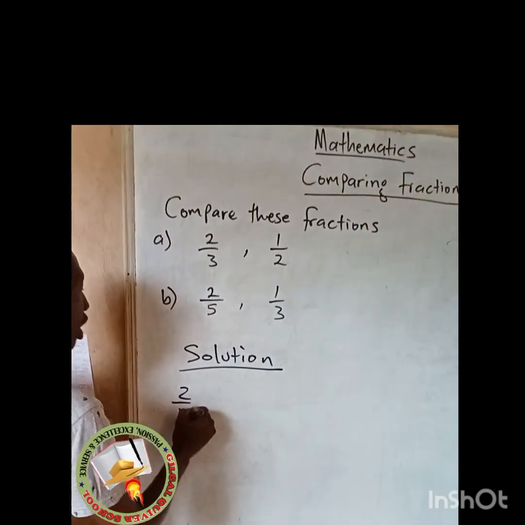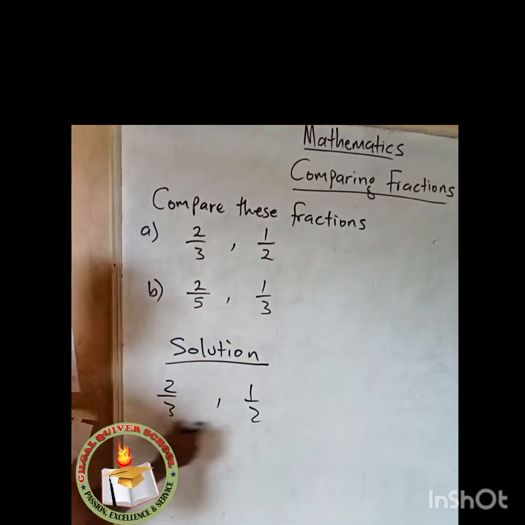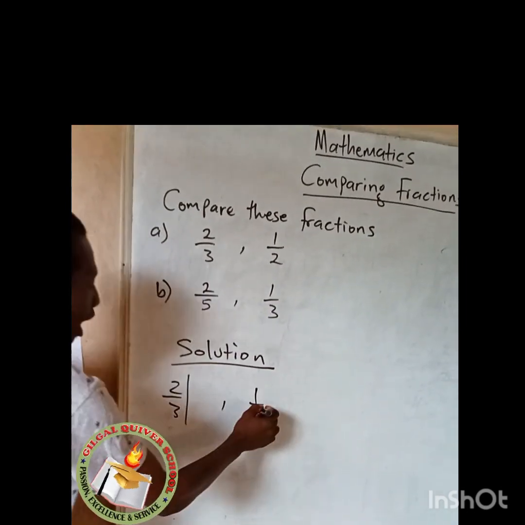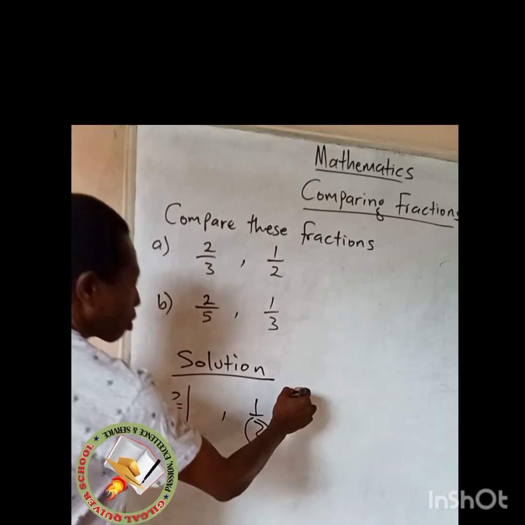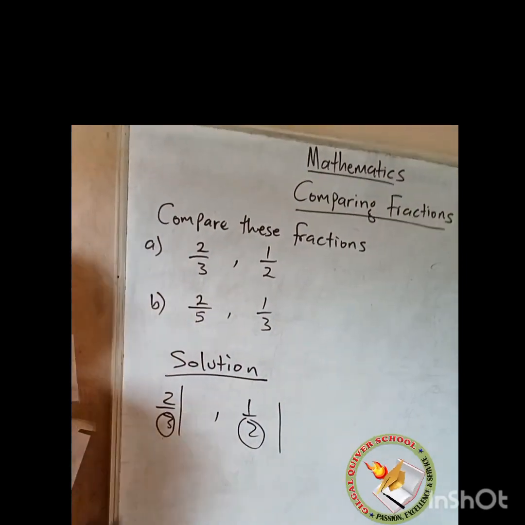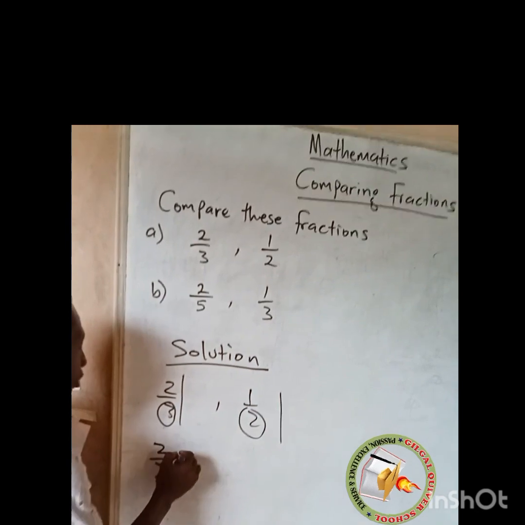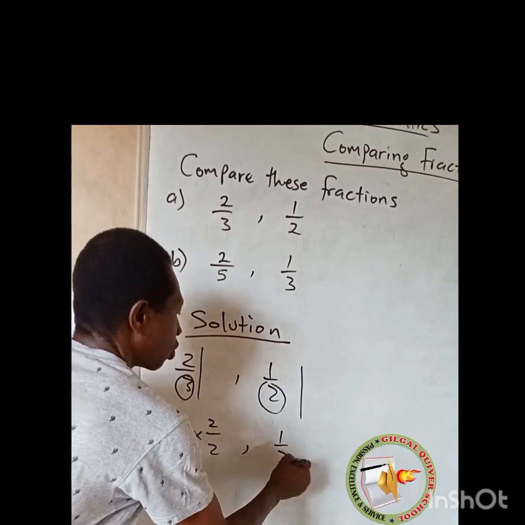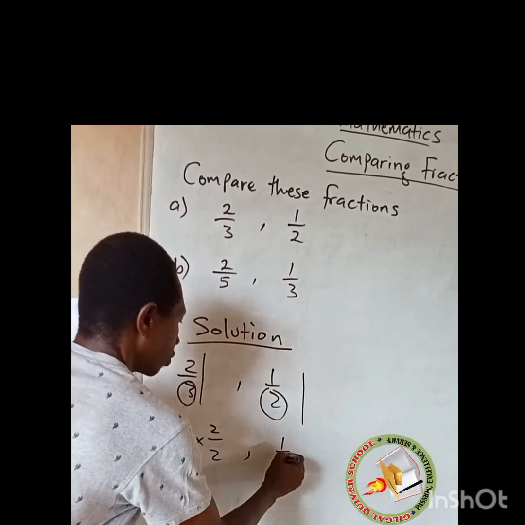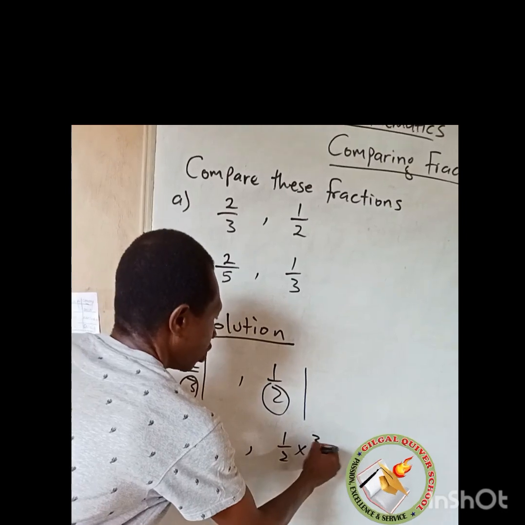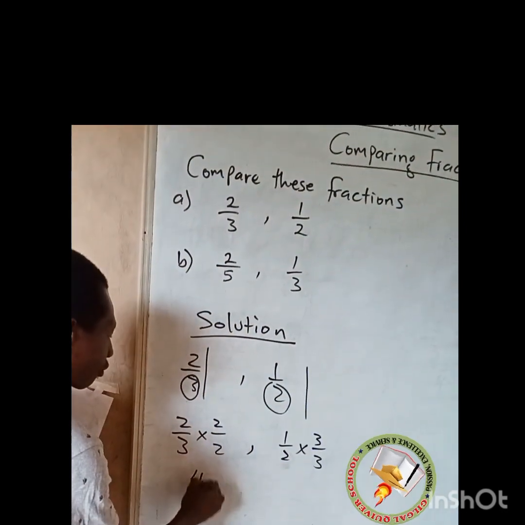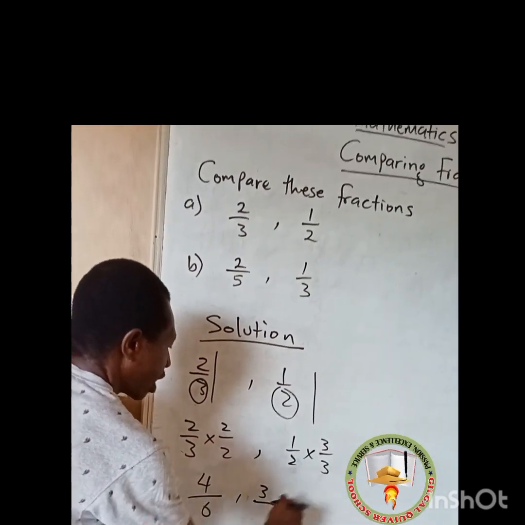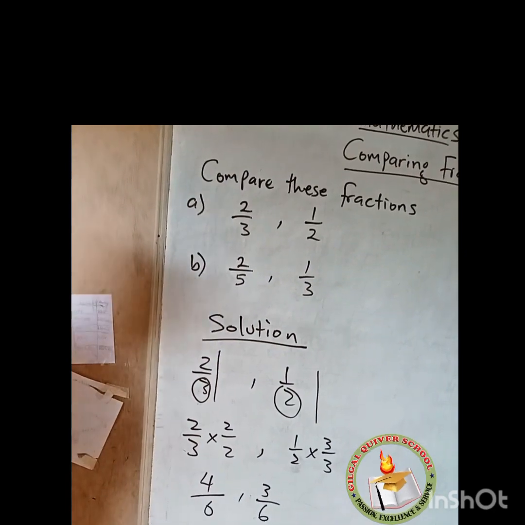So when you have 2 over 3 and 1 over 2, I will make these two fractions have the same denominator. What will I do? I will multiply the first fraction by the denominator of the second fraction and multiply the second fraction by the denominator of the first fraction. So I have 2 over 3 multiplied by 2 over 2, compared with 1 over 2 multiplied by 3 over 3. So you now have 4 over 6 and 3 over 6. Now they have the same denominator.